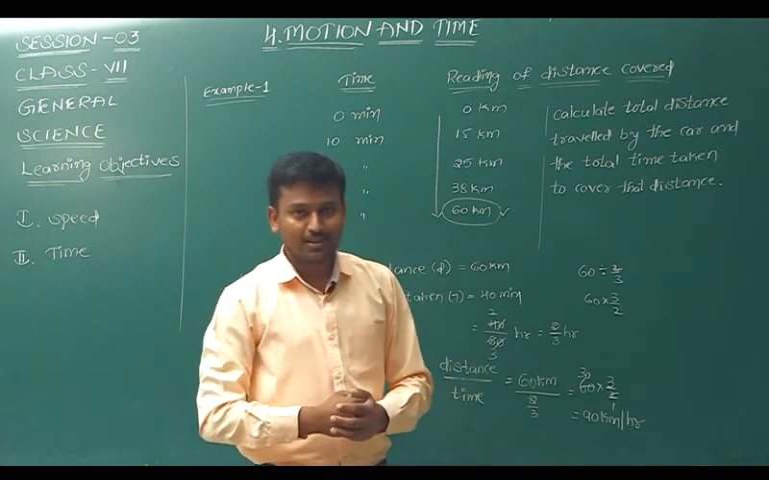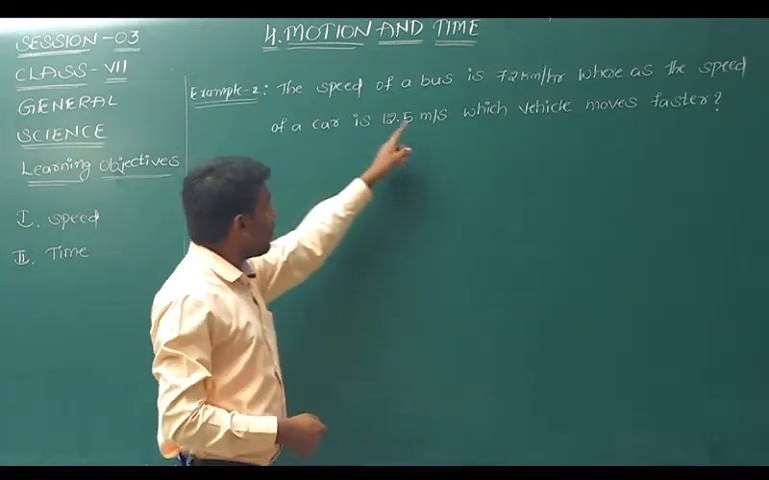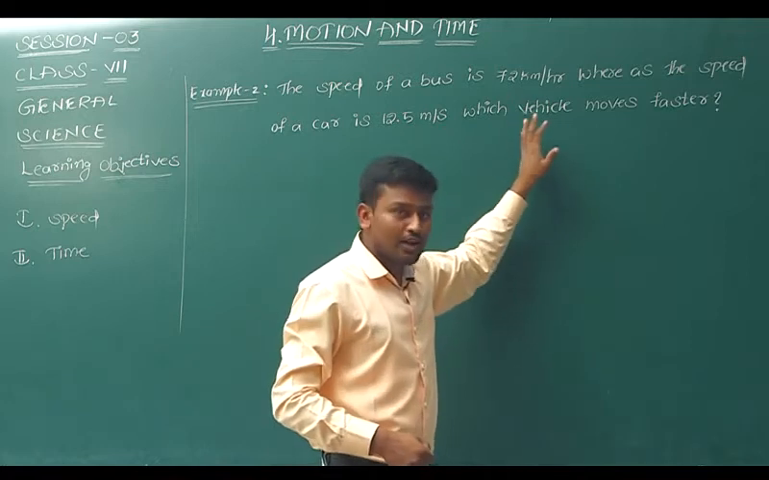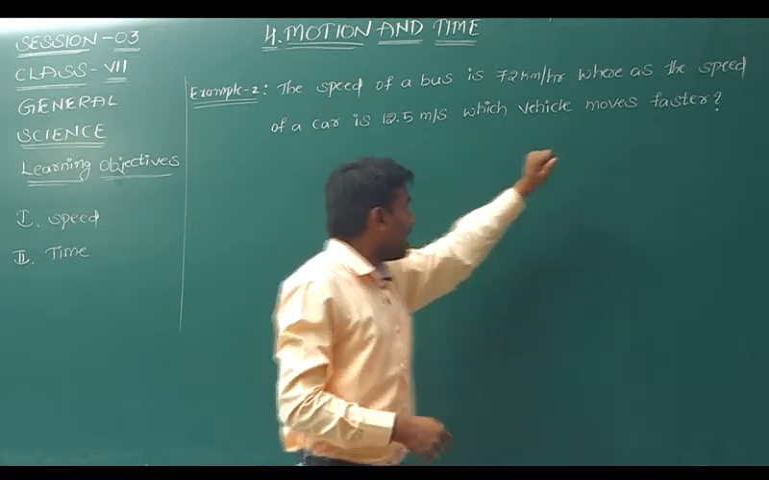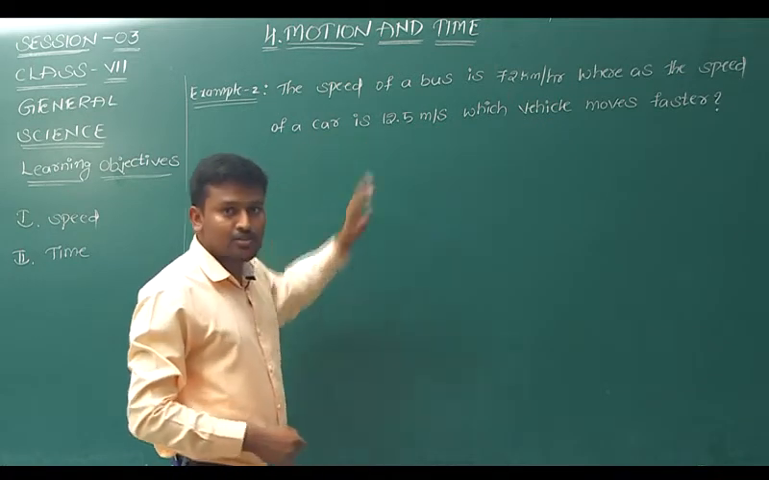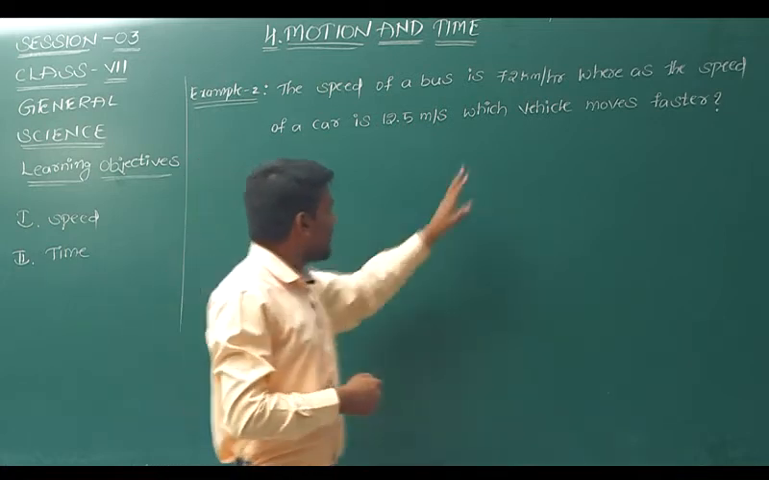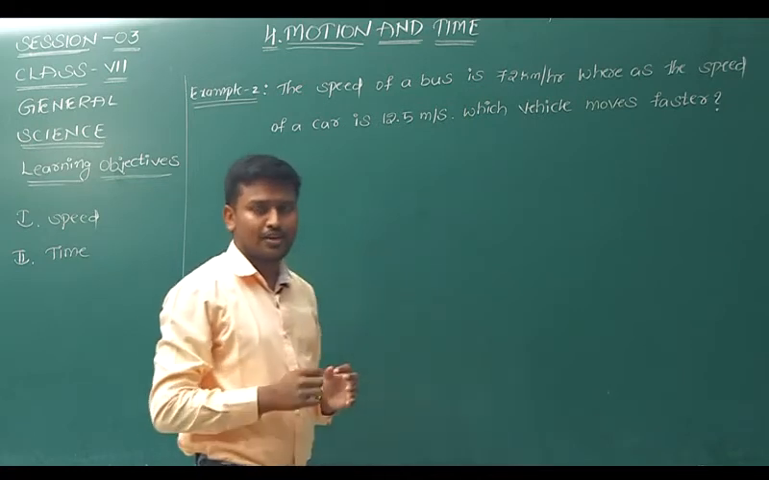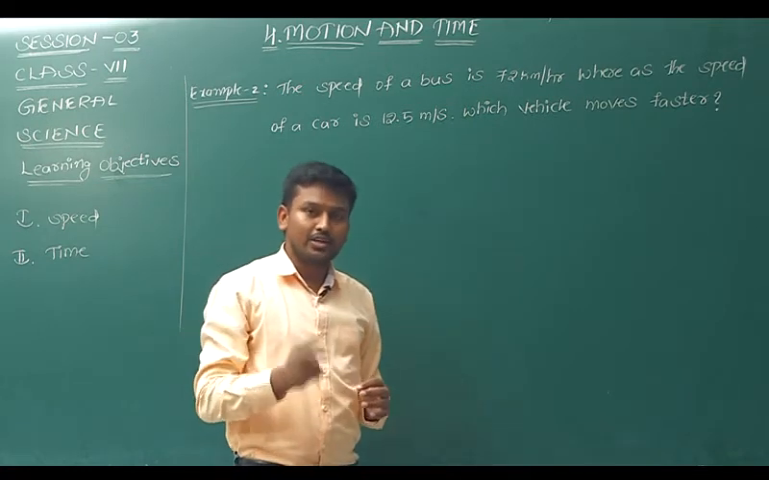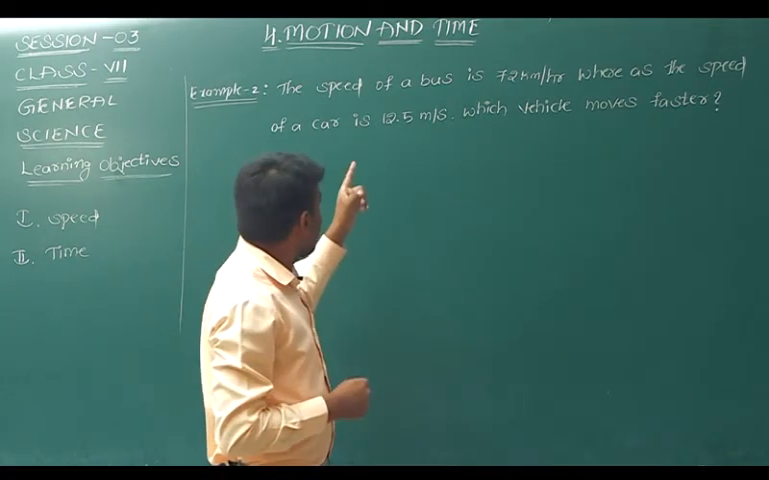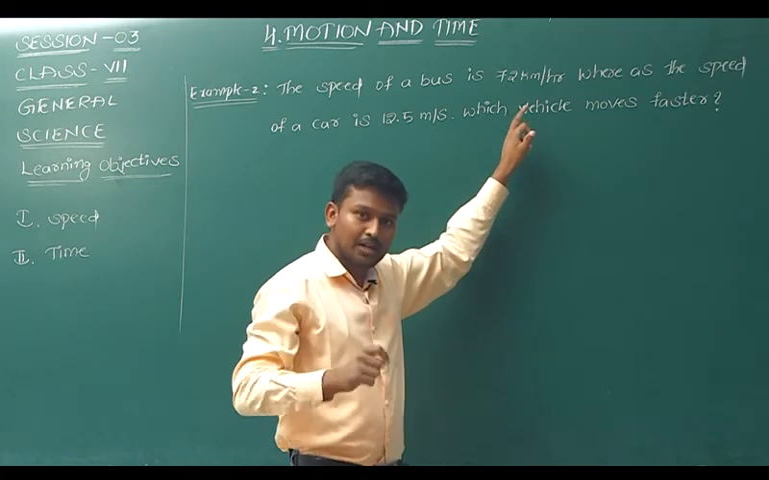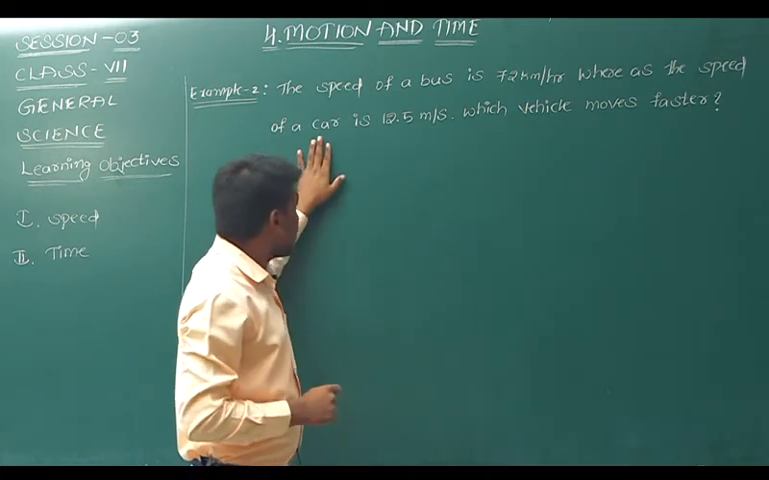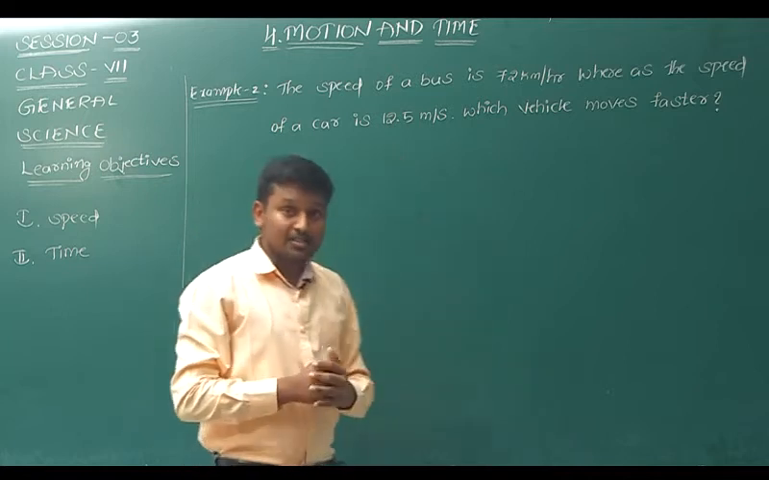Now let's solve another problem. The speed of a bus is 72 kilometer per hour, whereas the speed of a car is 12.5 meter per second. Which vehicle moves faster? If you observe here, speed has been given in two different units. The speed of the bus has been given in kilometer per hour, and the speed of the car has been given in meter per second.